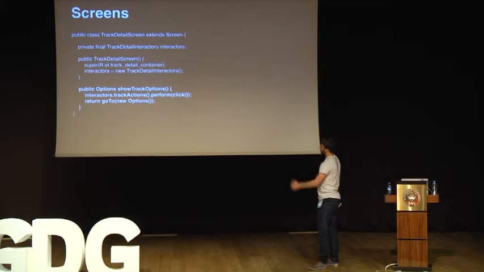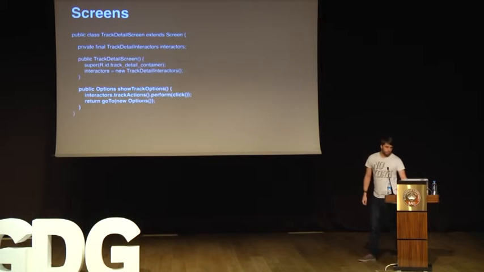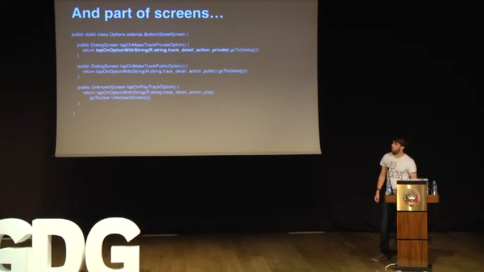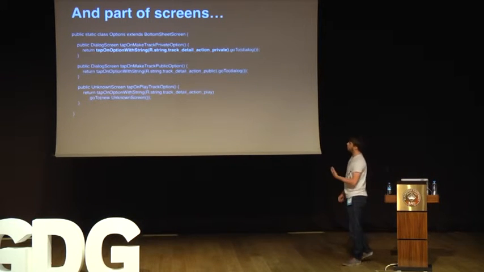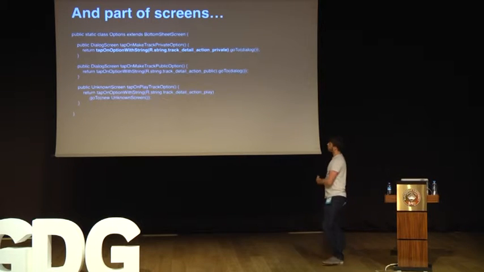And then here, this screen can only do one option for now, which is showing the track options. So you get the interactors track actions, which is this button. You perform a click on this. And then you return options. So options is no more or less than also a screen. It's basically a bottom sheet screen, so it's also something that extends from screens and provides some options.